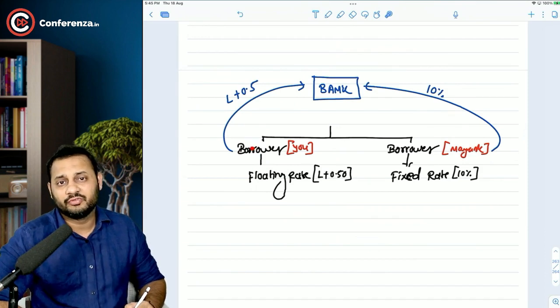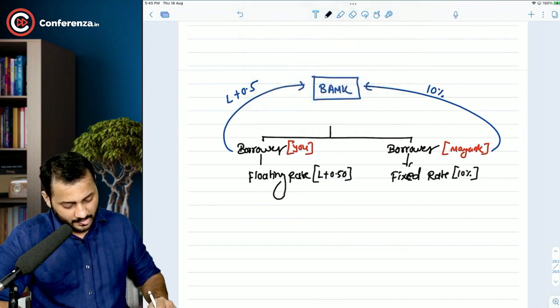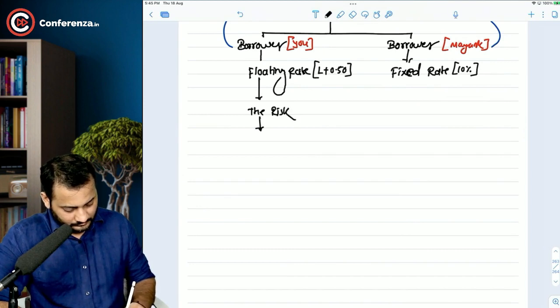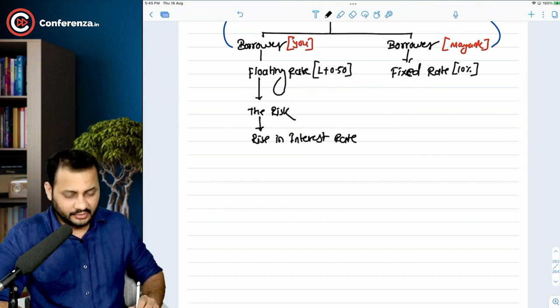So what is the option for hedging? You cannot just keep watching the interest rate go up, paying a higher interest rate every year to the bank. So the risk to you is a rise in interest rate. Am I right? This is the risk to you.